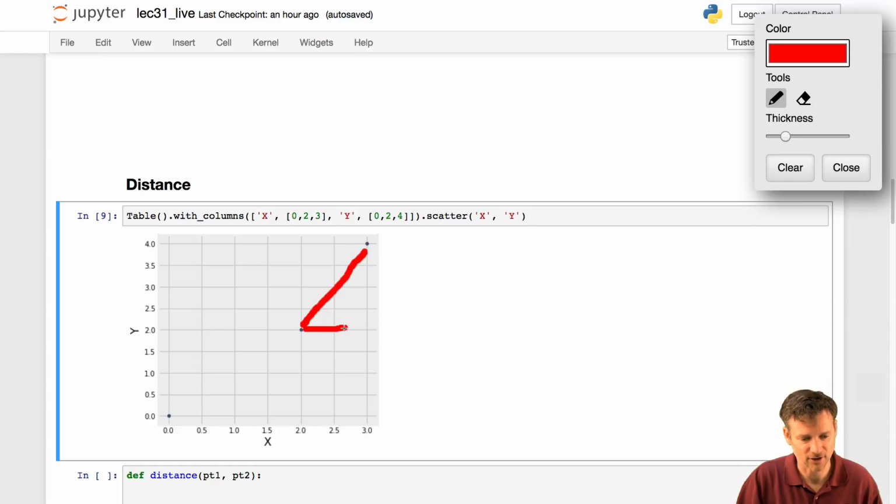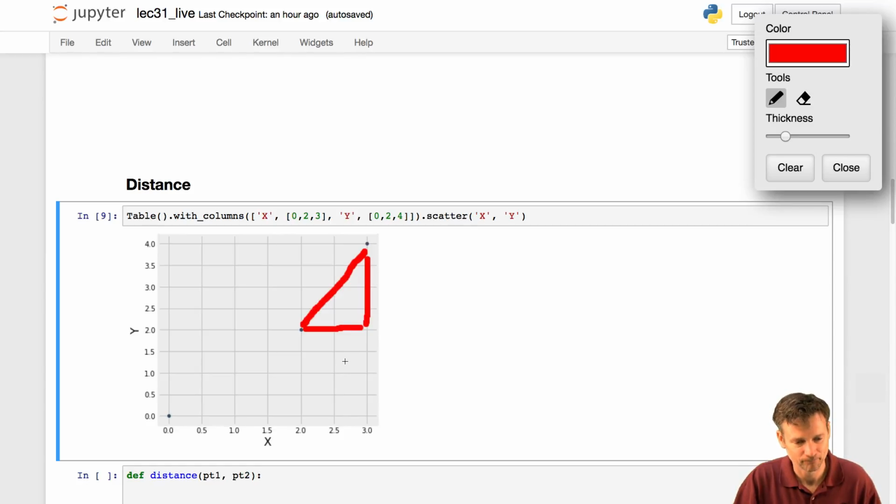Let's draw the base of the triangle. There's a horizontal line. Let's draw the height of the triangle. There's a vertical line. And you'll notice that's a right triangle. So if you remember your high school algebra, then the Pythagorean theorem says a squared plus b squared equals c squared.